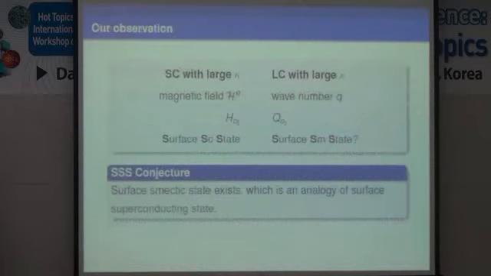For superconductivity, you know that when you place an applied magnetic field, you have the critical value HC3, and then you observe the surface superconducting state. For liquid crystal, when you change the wave number Q until it reaches the critical value QC3, you should observe the surface smectic state. At least it sounds similar because of three letters S. So we may form this kind of triple S conjecture, that the surface smectic state exists, which is an analogy of the surface superconducting state. I should ask Professor Doi for your opinion whether this is a reasonable conjecture or not.